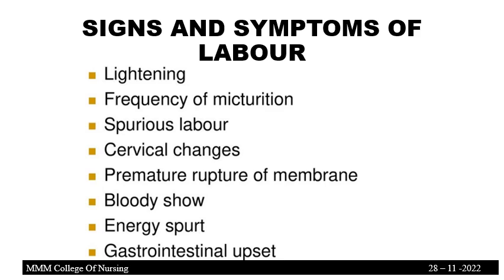And next, the frequency of micturition. Because the head of the baby is pressing onto the bladder, the mother will have frequency of micturition. Next is spurious labor. Spurious labor means false labor, in other words. The mother will have very painful uterine contractions, similar to labor, but there will not be any cervical dilatation and effacement. That is called spurious labor or false labor, which may arise before the true onset of contraction. So that is also one of the signs.